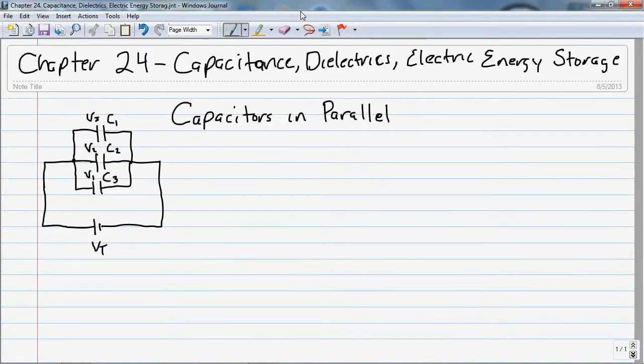So we had capacitors in series where they were connected into basically one path. Now we'll look at capacitors in parallel. And in this case, the two leads of each capacitor are connected to each other, and then each set is connected to the potential source.